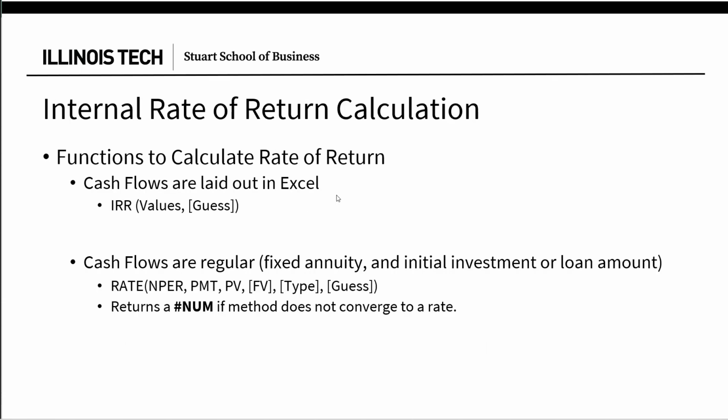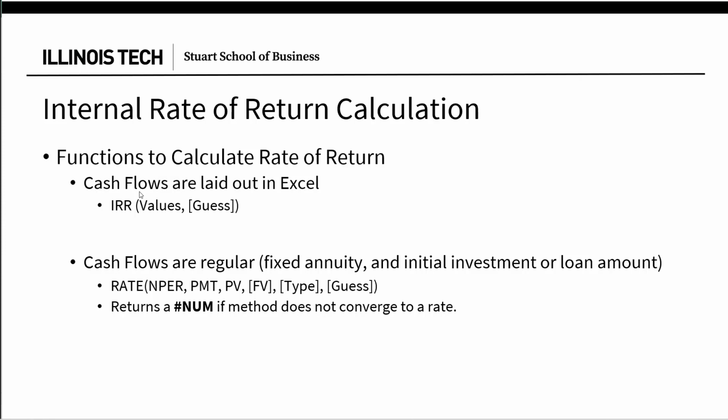There are actually two functions that we can use to calculate the internal rate of return. One is the IRR function, and with this function, you give the values and then a guess, and I'll talk about what the guess means in just a little bit. And this is going to be the function to use when the cash flows are laid out in a tabular format in Excel.